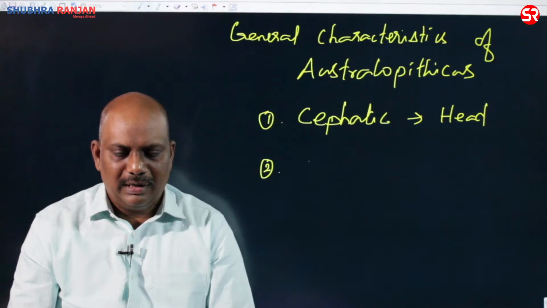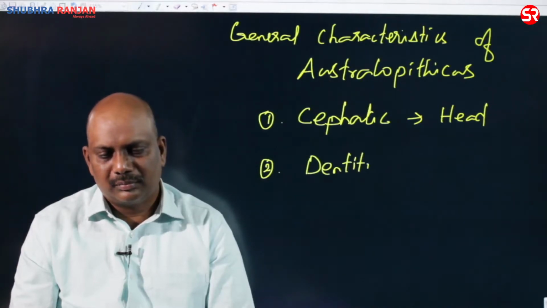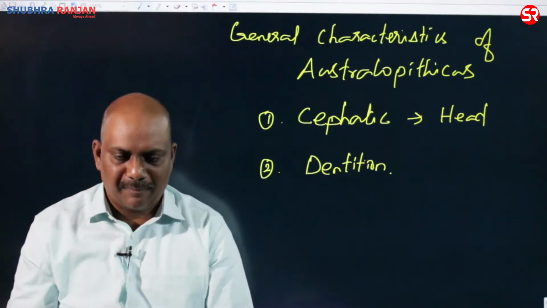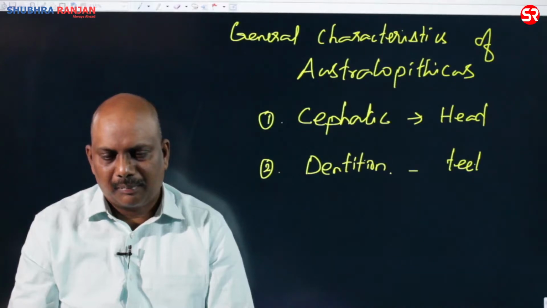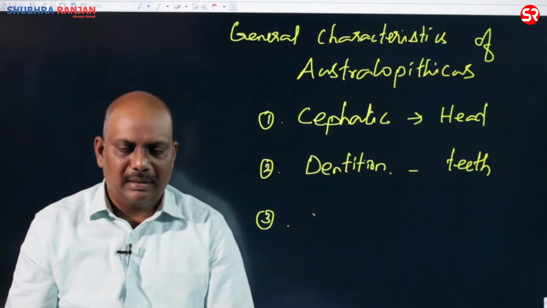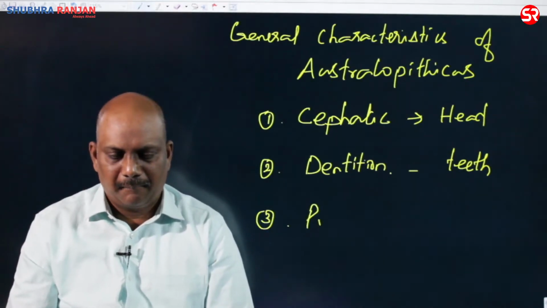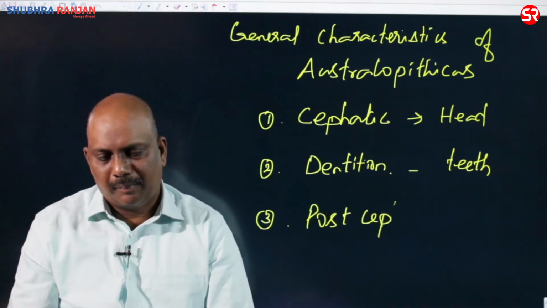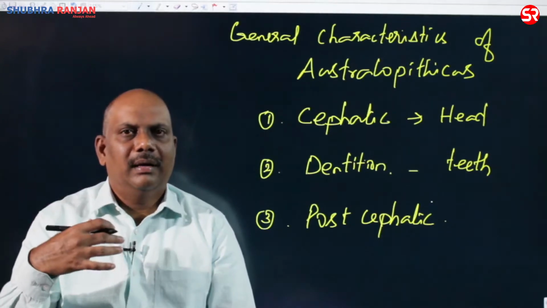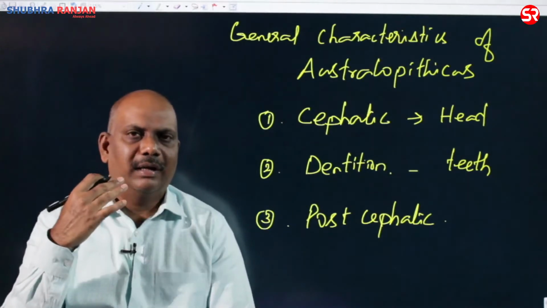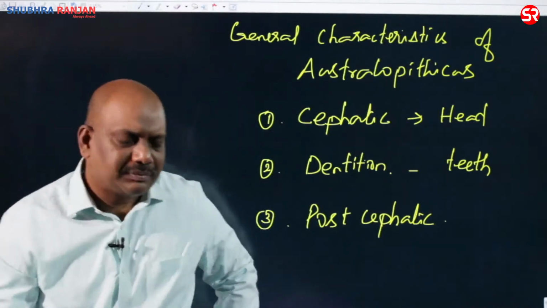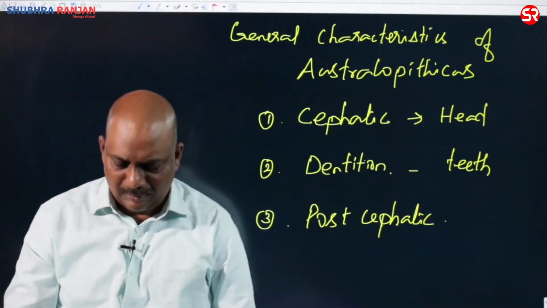Then number two, dentition. About the teeth, about the characteristics of the teeth. Then the post-cephalic, or you can say post-cranial. That is the entire body below the head. Entire body below the head, that we call it as post-cephalic. So first let us discuss the cephalic characters of Australopithecus.